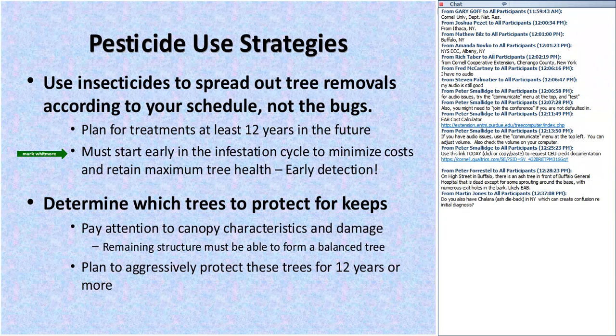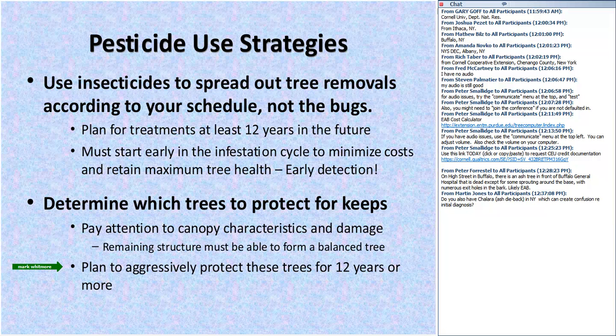You know, you also need to develop your strategies. Which trees are you going to treat? Which ones are you going to take out? If you determine the trees to protect for keeps, you're going to have to pay attention to canopy, and it's a complex process. But it's important to go through, and you need time to do it. And that's why I'm stressing for communities to begin planning now rather than waiting.